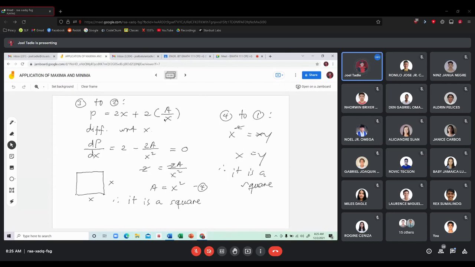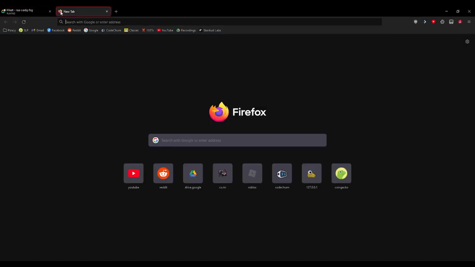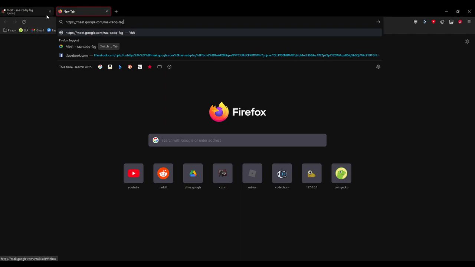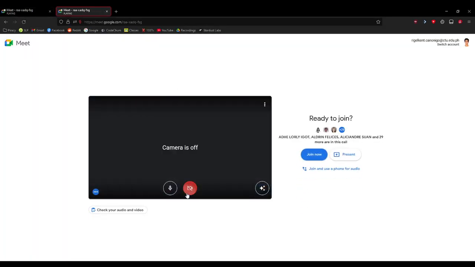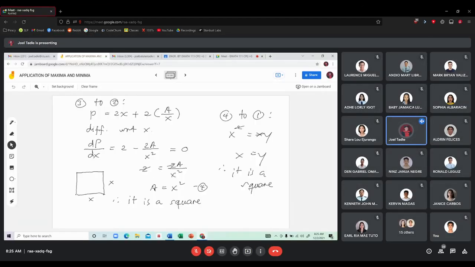Then differentiate with respect to x. So we have dp over dx equals 2, the derivative of 2x, then minus 2a over x squared, the derivative of 2a over x. Then after that, equate the first derivative to 0. And we can determine the value of a. So our a is equal to x squared.